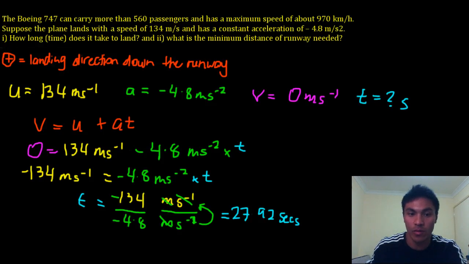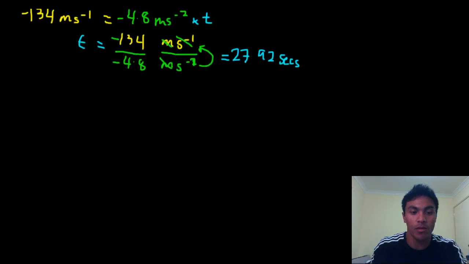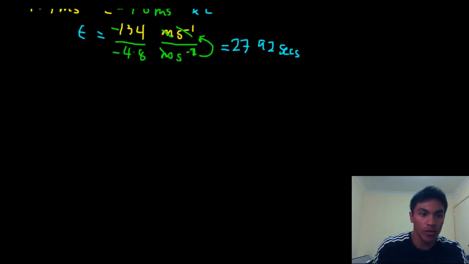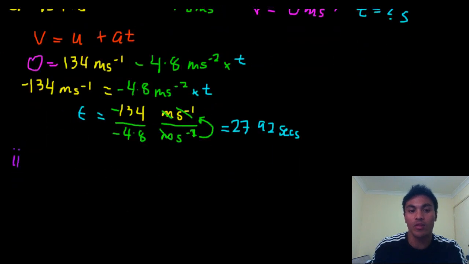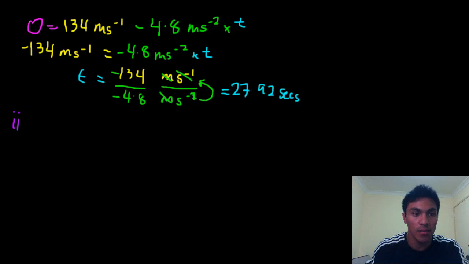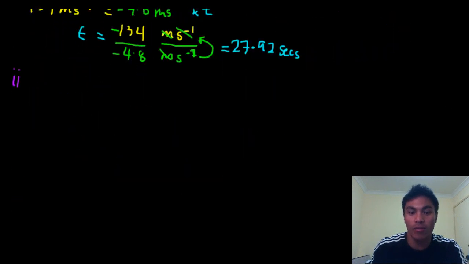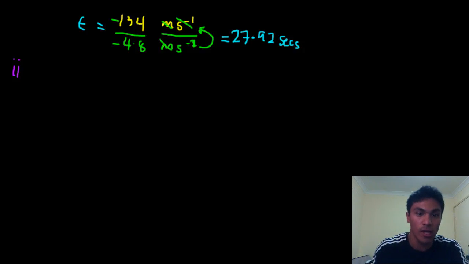Now I have to scroll down a little bit more because there are two parts to this problem. Let's have a look at part number 2. We want to know what is the minimum distance of runway that is needed. So it took him 27.92 seconds to go from 134 meters per second to 0, to stop. So we now want to find out the displacement, and that is quite easy.